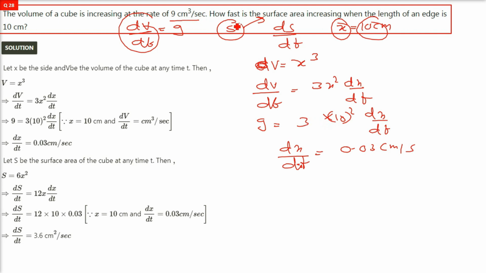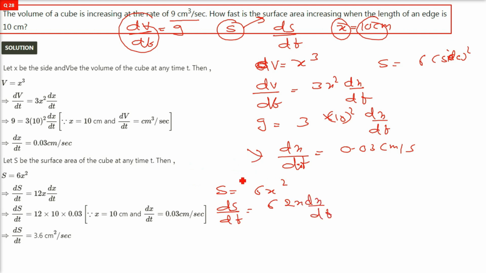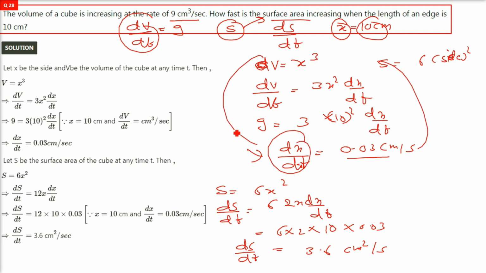Now how fast is the surface area increasing? So we are interested in dS by dt. Surface area of a cube, as I just suggested, is 6 into the side square. So you can just write this, and then differentiate it. dS by dt is equal to 6 into the derivative of x square, which is 2x dx by dt. So 6 into 2 into x; you have x as 10, and dx by dt we have just computed, it is 0.03 centimeter per second. When you compute this, it is going to be 3.6 centimeter square per second. dS by dt, that is the rate of change of surface area, is 3.6 centimeter square per second. So dx by dt was computed and then placed in dS by dt.